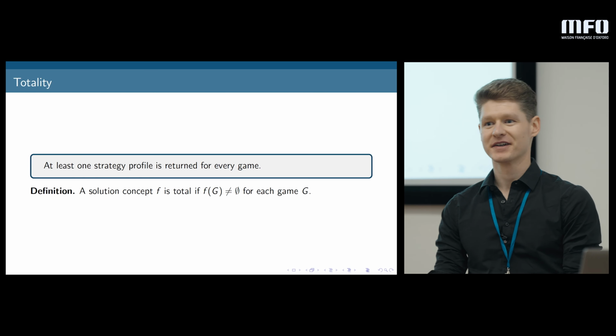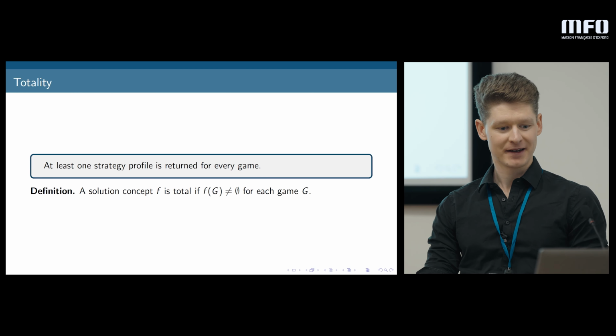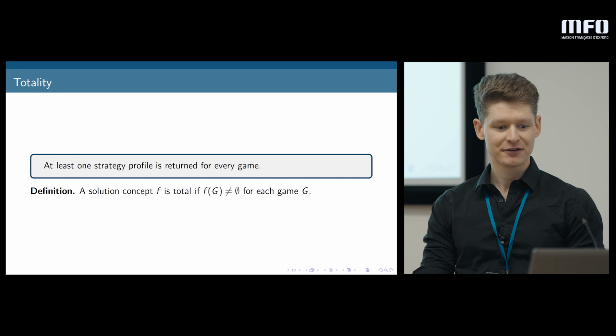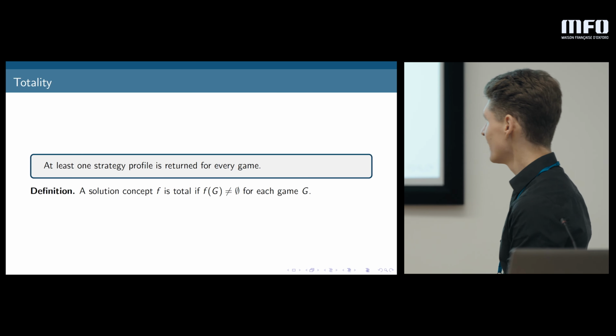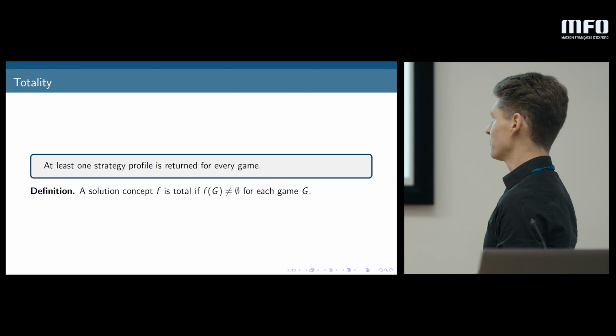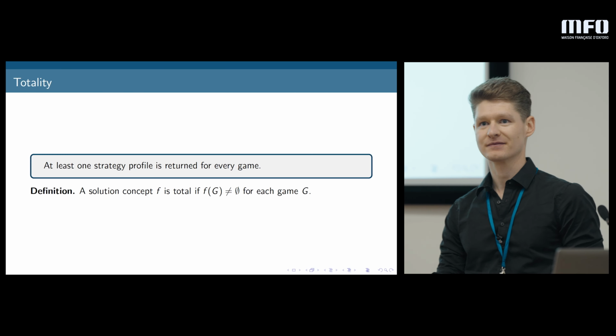Okay, so then I'll give you more details about the axioms. Totality is pretty straightforward, so at least one strategy profile has to be returned for every game. Okay, so f of G is non-empty for every game G. For example, pure Nash equilibrium would not satisfy this axiom.